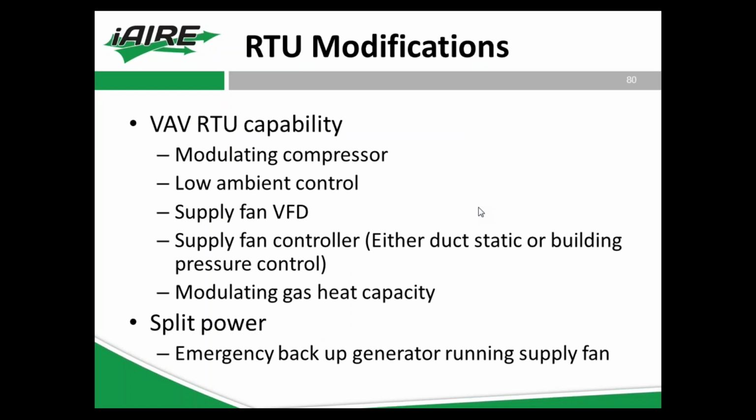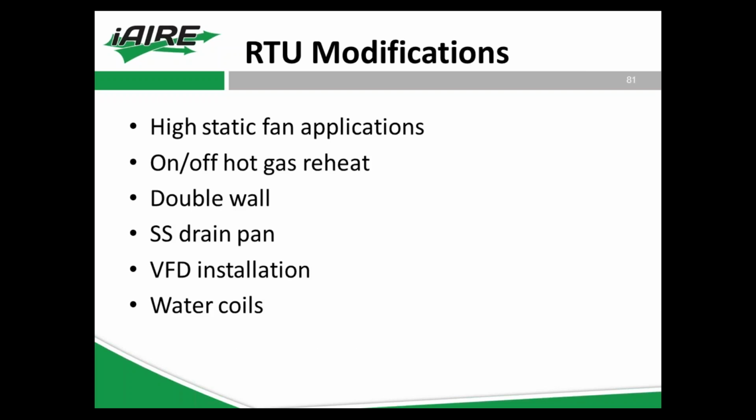All of the options that are available on the ultraDRY unit are also available as RTU modifications. So if you have a regular packaged rooftop unit that needs a modulating compressor, we can do that. If it needs just modulating gas, that's something I see all the time. They can do those sort of modifications to the rooftop itself.